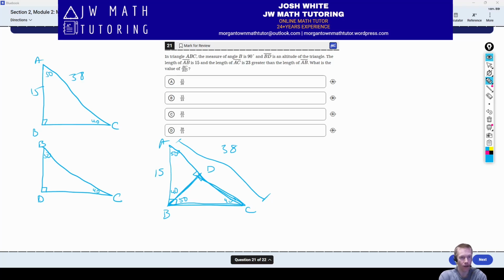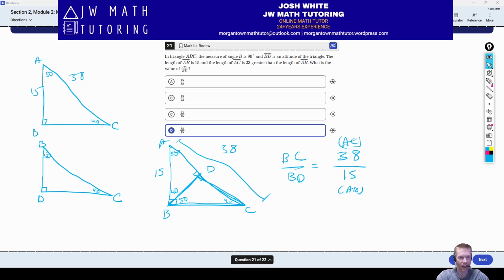So now I can look at this and I can say, okay, BC over BD. So BC is the hypotenuse. Therefore, that will have to correspond to AC, which is 38. And BD, which is this leg over here, across from the quote 40, even though it's not actually 40, will correspond to AB, which is 15. Therefore, the correct answer to this question is letter D. It's 38 over 15.